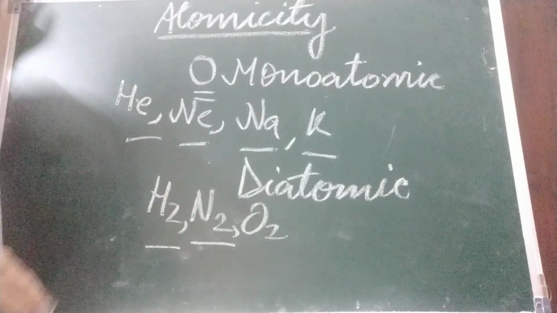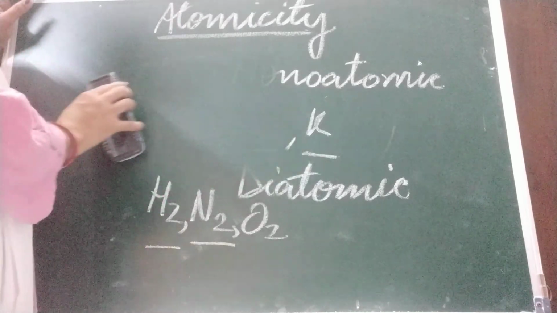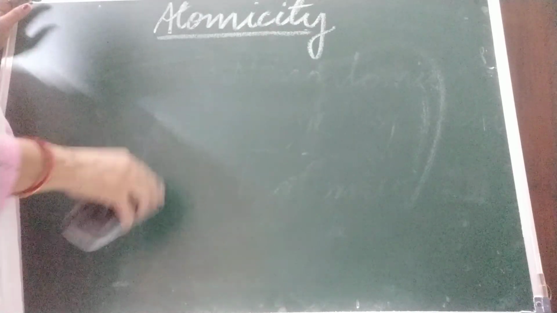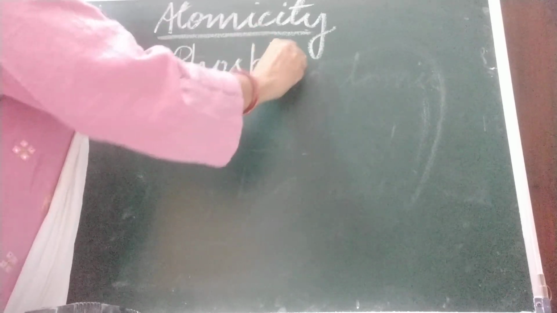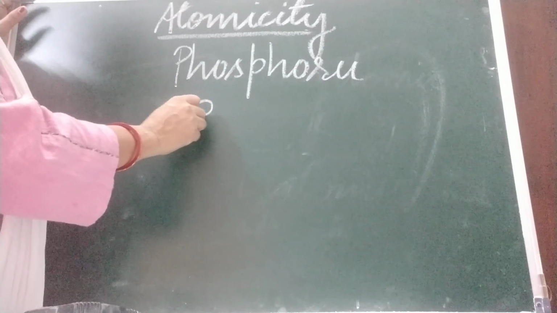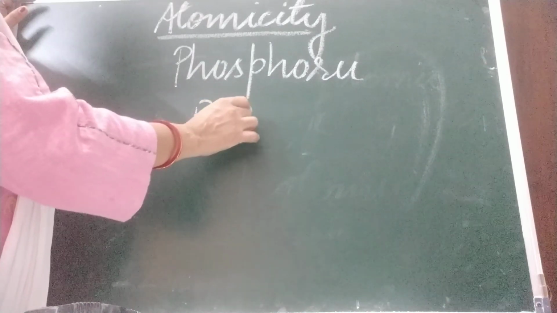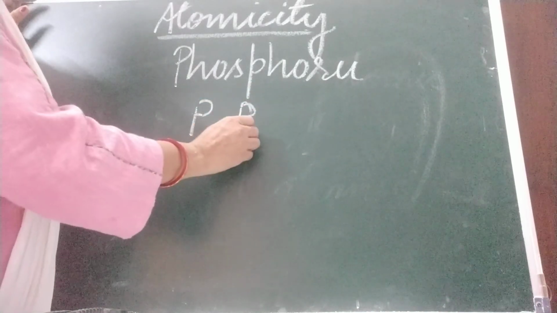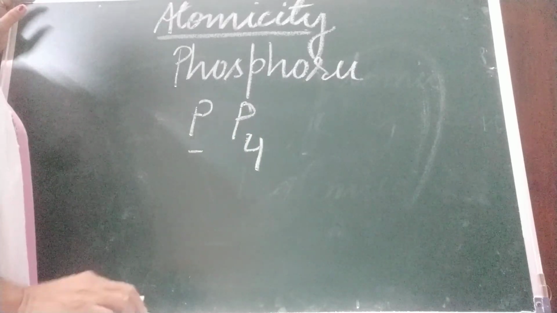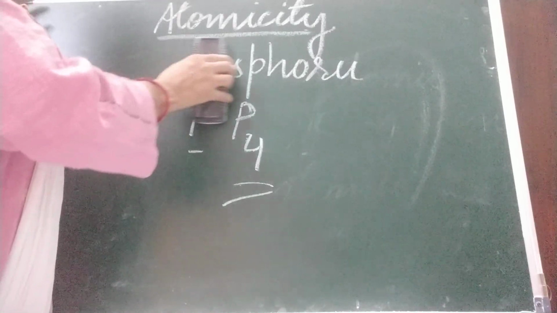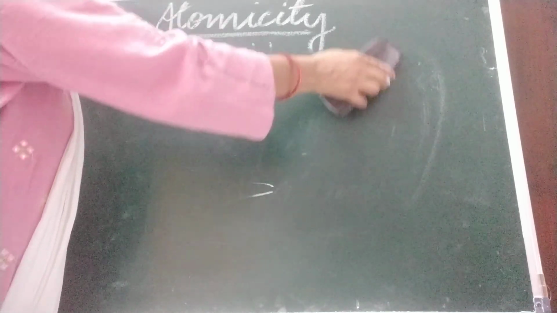Children, in some cases 3 atoms and 4 atoms are there, like in the case of phosphorus. The atom of phosphorus cannot stay alone, not even as 2. It is what? Tetraatomic, meaning 4 atoms. When 4 atoms are there, it is tetraatomic.